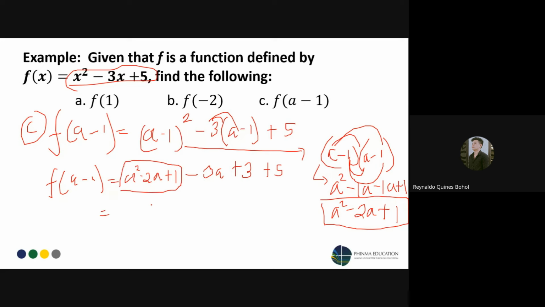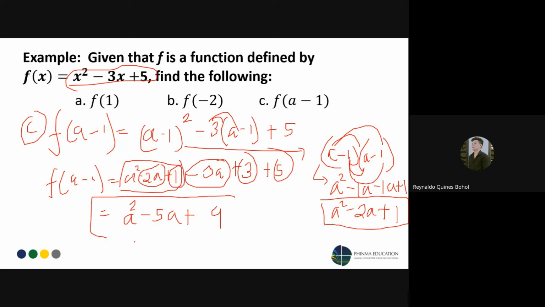So in the terms, observe the highest exponent. The highest exponent is the first term. Next to A squared is the negative 3A and negative 2A. So we're going to add those, that is 5A, but make sure the negative sign is the operation. Next is the constant: 1, 3, and 5. So the constant is 9.